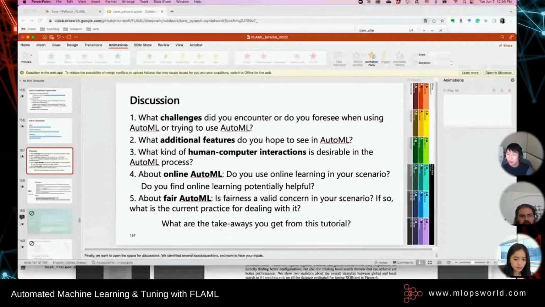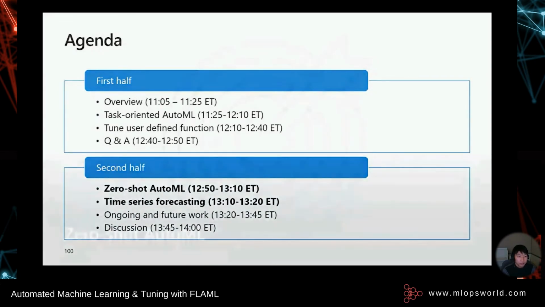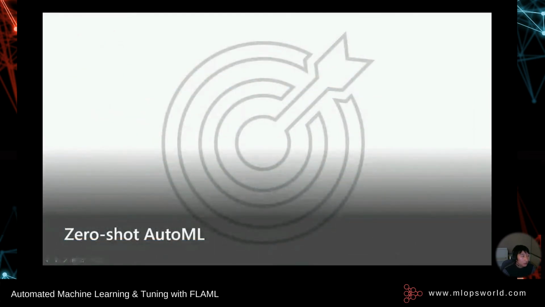So with that, let me share. Okay. Cool. So we have finished the first half of the workshop. So in the following, I will talk about some new features in FLAML, zero-shot AutoML, and time series forecasting. I'll spend 20 minutes on zero-shot AutoML.